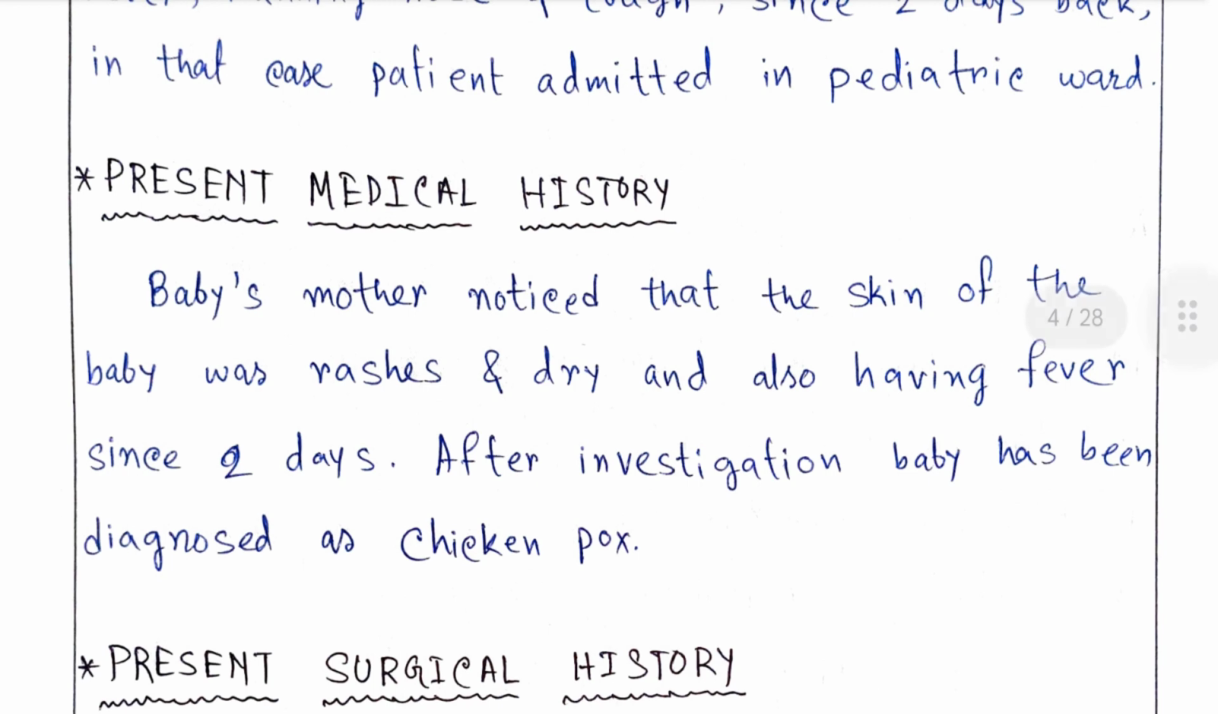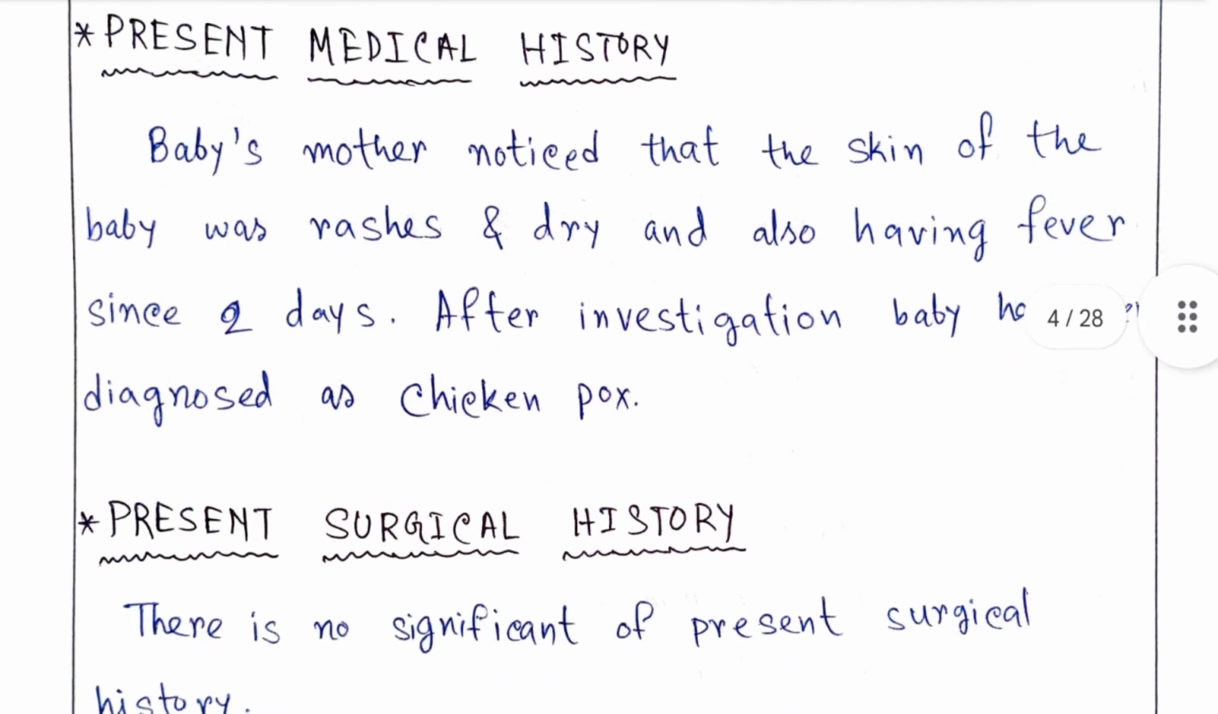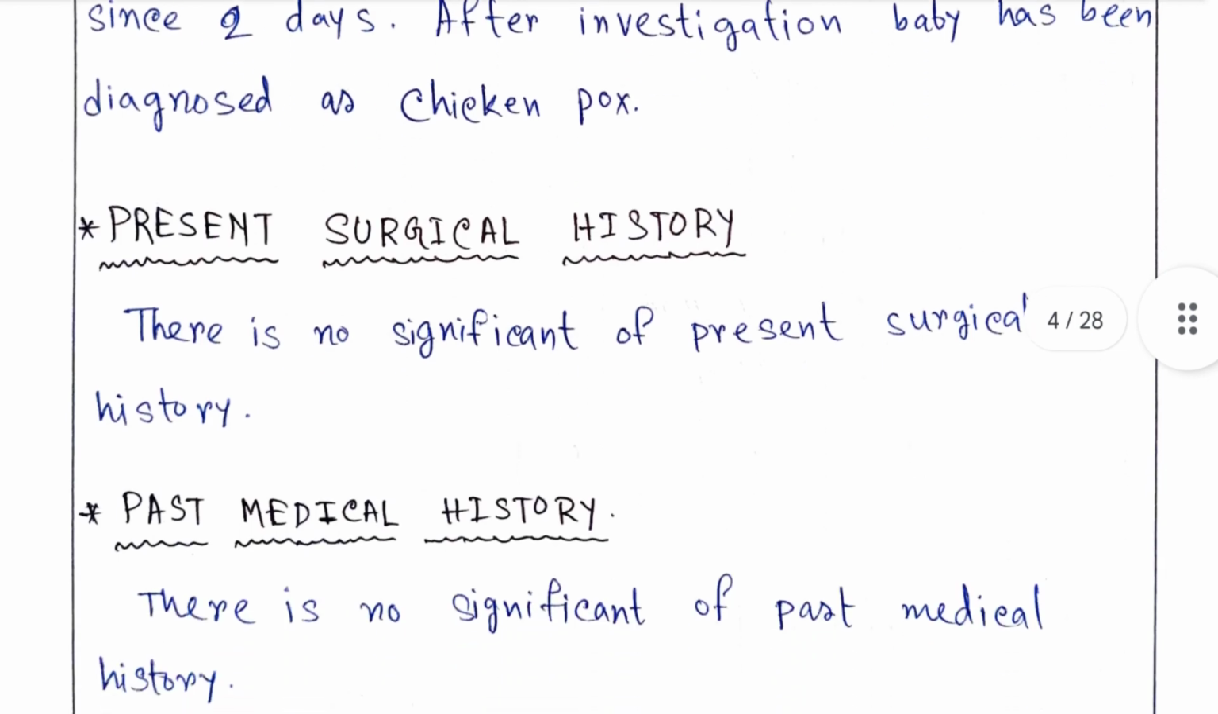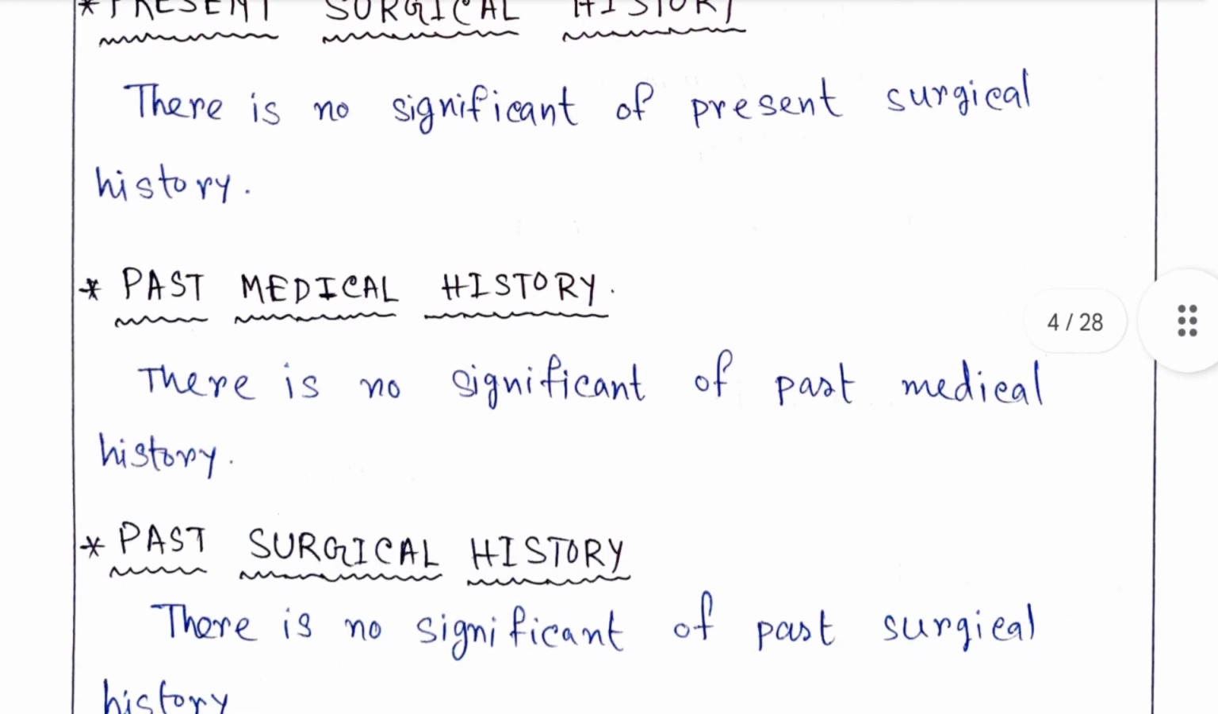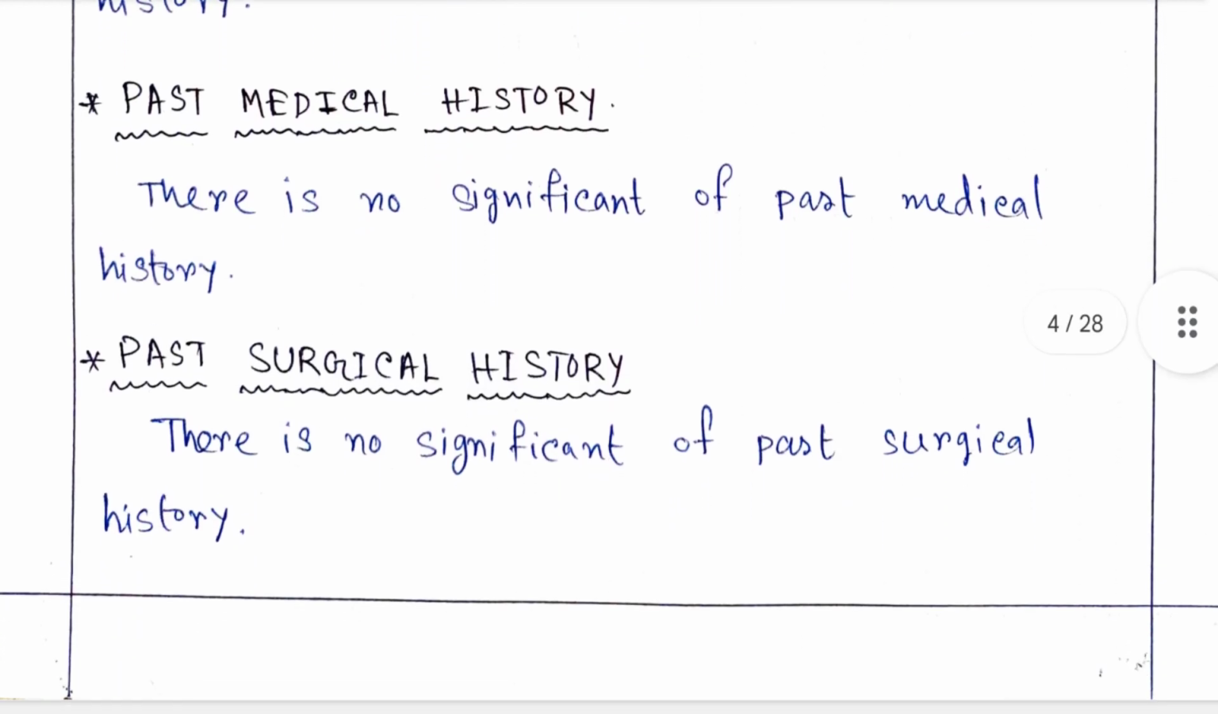Next is present medical history. Baby's mother noticed that the skin of the baby was rash and dry and also had fever since 2 days. After investigation, the baby has been diagnosed as chickenpox. Present surgical history: there is no significance. Past medical history: there is no significance. Next, past surgical history: there is no significance.